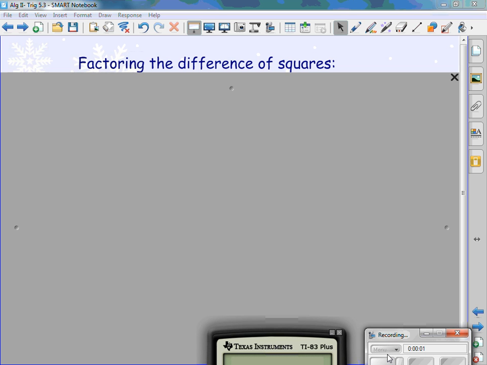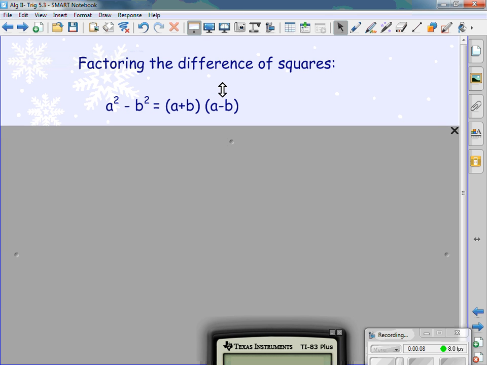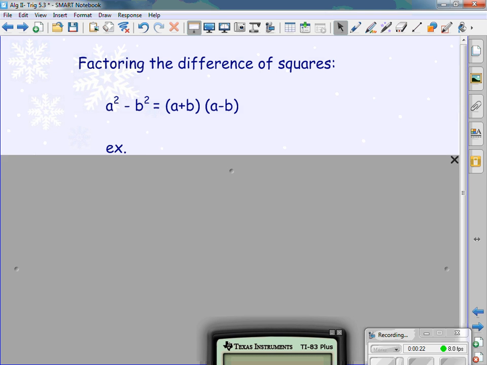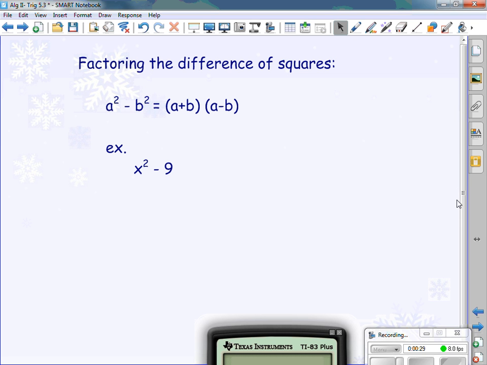Second part of this lesson, factoring using the difference of squares. Here's a shortcut. A squared minus b squared. If I see something that's in the form of this, it is automatically a plus b, a minus b. For example, on your homework last night, you had x squared minus 9, or it was t squared, right?